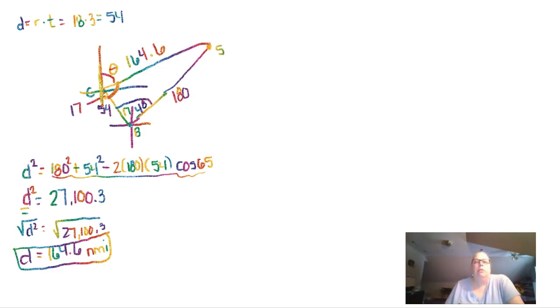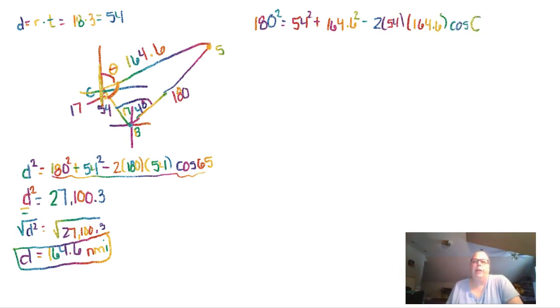Let's see if we can find this angle in here. This was angle C, wasn't it? So we'll call this angle C right here. We're going to set this up: C squared equals S squared plus B squared minus 2 times S times B times the cosine of angle C over there.